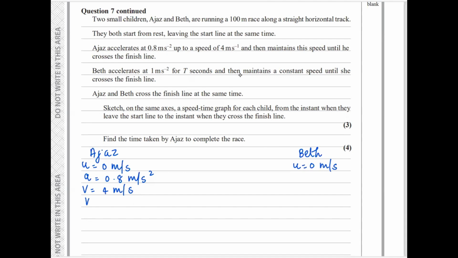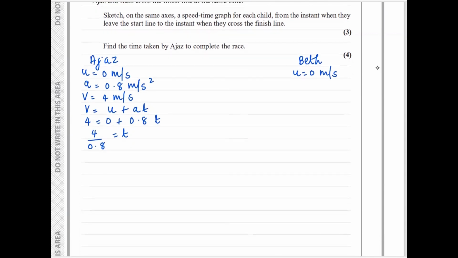taken by Ajas? We know the formula v = u + at. Now v is 4, u is 0, plus acceleration 0.8 times t. So 4 divided by 0.8 will be the time taken by Ajas to reach the velocity of 4 meter per second. So t is 4 divided by 0.8, which is 5 seconds. After reaching 4 meter per second, he is going to maintain the same speed until he crosses the finish line.